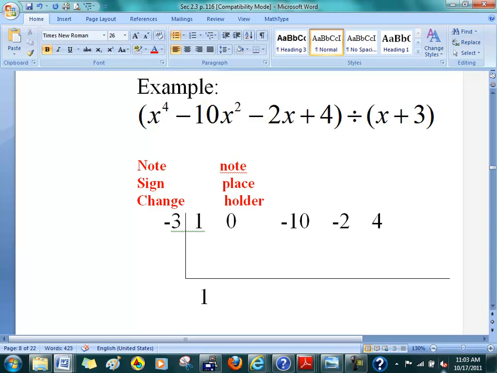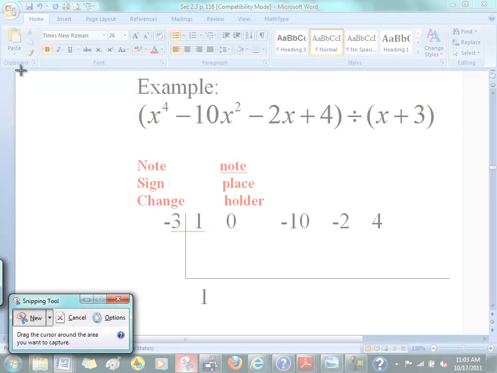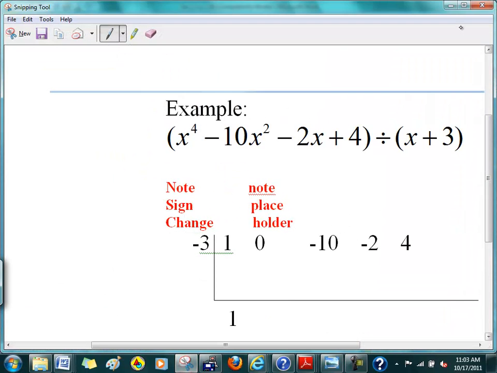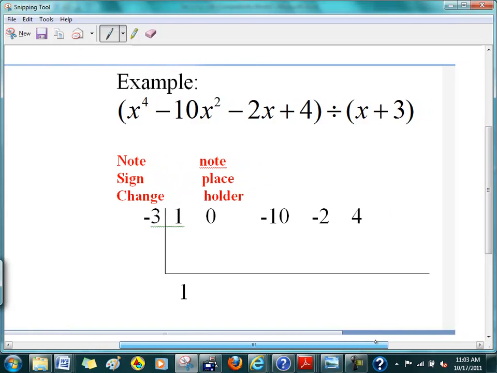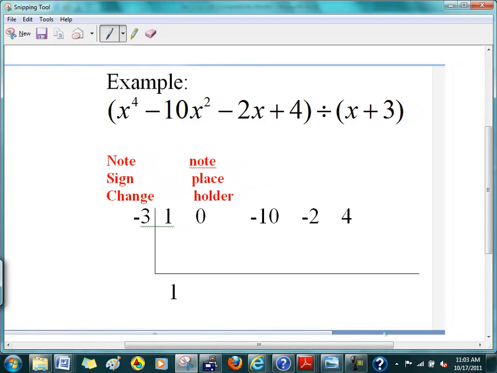So the polynomial that you're trying to divide is x to the 4th minus 10x squared minus 2x plus 4. And I want to divide by x plus 3. So again, we are trying to do synthetic division in order to divide a polynomial by a linear factor.